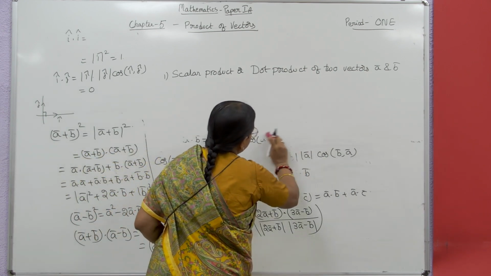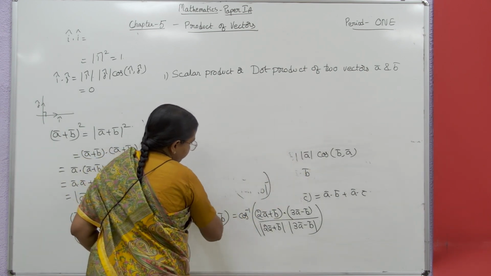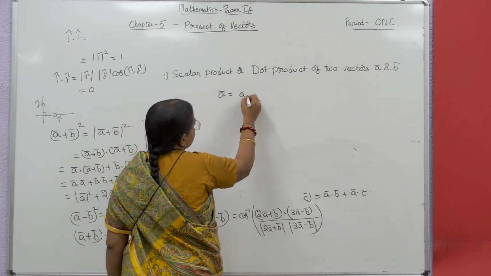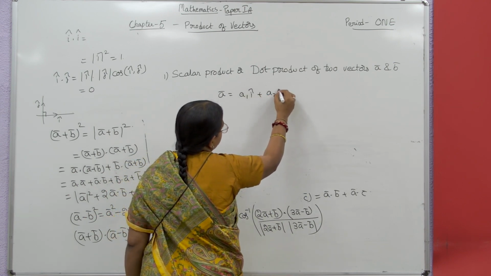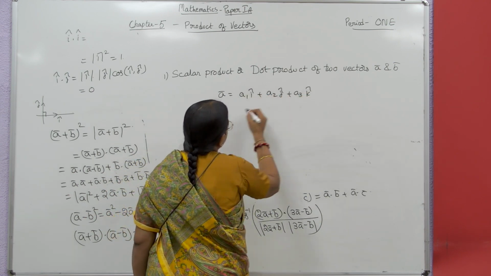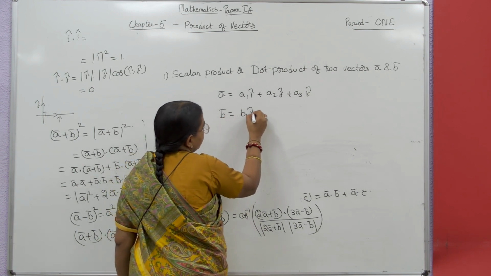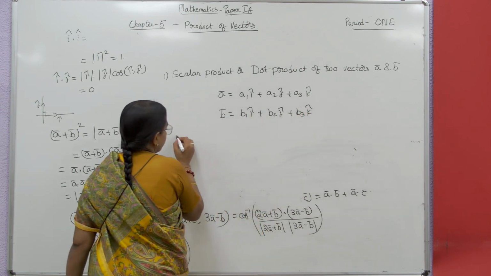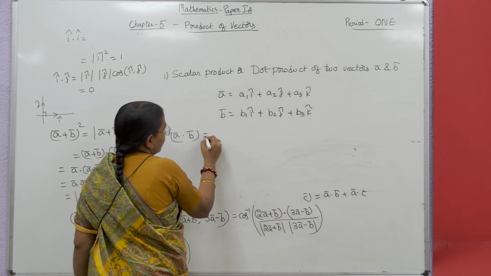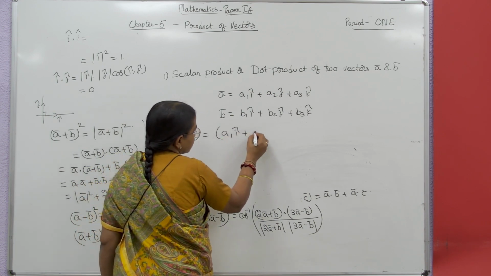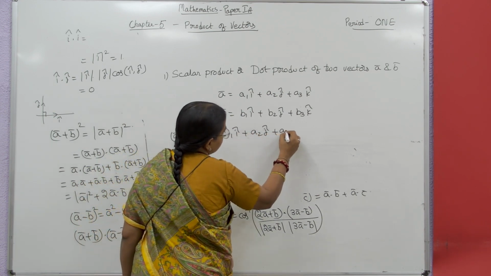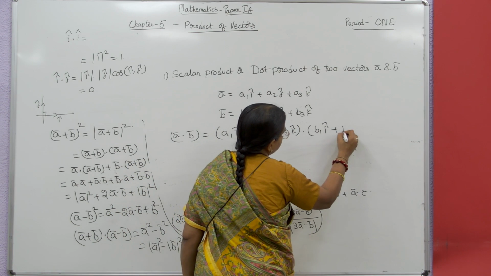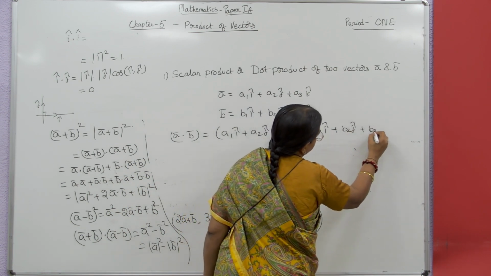Now we'll write one important formula which we use in many of the problems. That is, suppose you have A as A1 i plus A2 j plus A3 k and B as B1 i plus B2 j plus B3 k, and you are finding the dot product A dot B. Proof is not necessary. If you just learn the formula, that is enough, and understand how we are getting this formula.